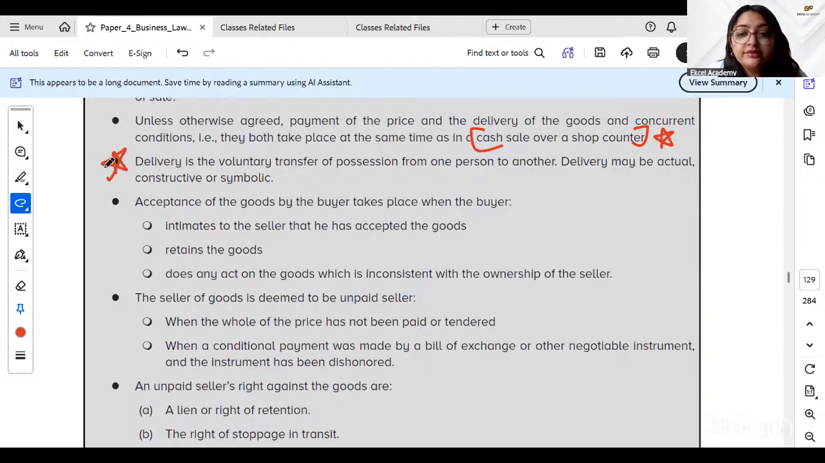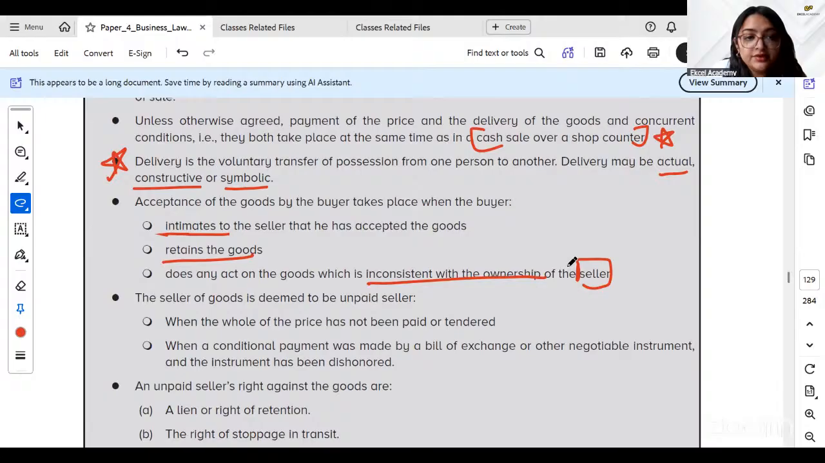Okay. Delivery is what? What is the meaning of delivery? Again, very important. Voluntary transfer of possession from one person to another, where it can be actual, you are actually transferring the goods. Constructive, you are giving it to a third person. Symbolic is you're merely giving the means of possession. Okay. Acceptance is when the buyer intimates the seller that they have accepted it, retains the goods beyond a reasonable point of time, does anything which is inconsistent with the ownership of whom?